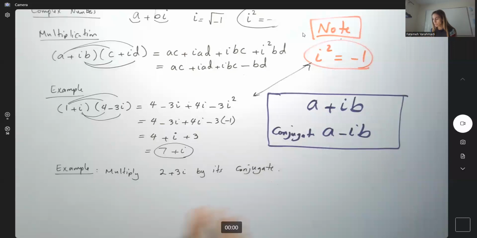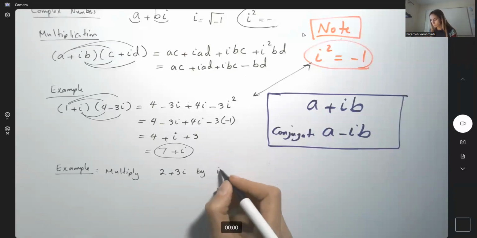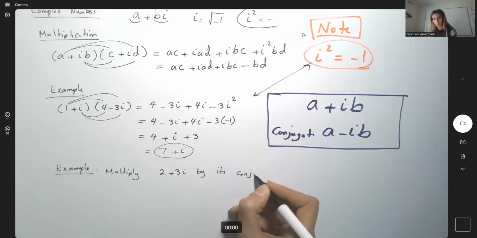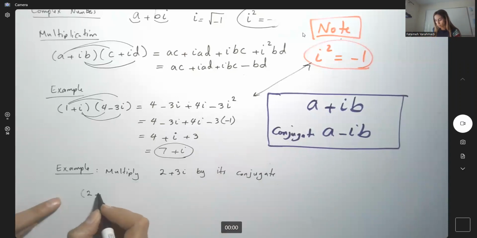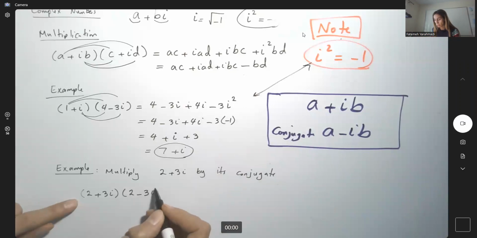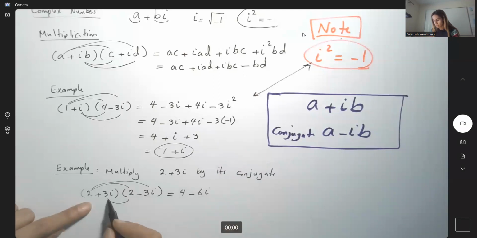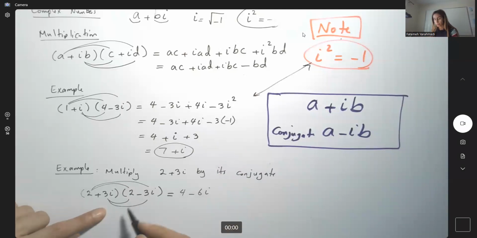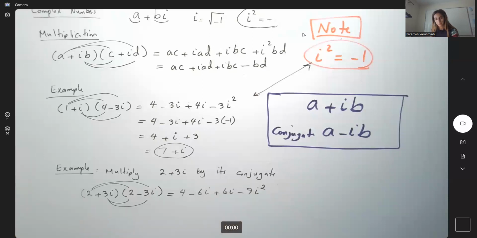So this question says, hey, multiply 2 plus 3I by its conjugate. Okay, so let's see. I have the number 2 plus 3I. Then I'm going to multiply that by the conjugate 2 minus 3I. Well, let's see what happens. By distribution, 2 is distributed into parentheses, 4 minus 6I. Then we have 3I distributed into parentheses, plus 6I minus 9I squared.